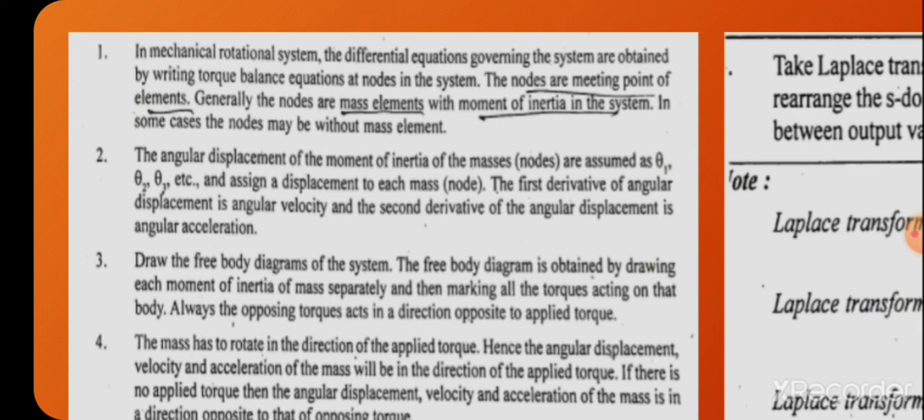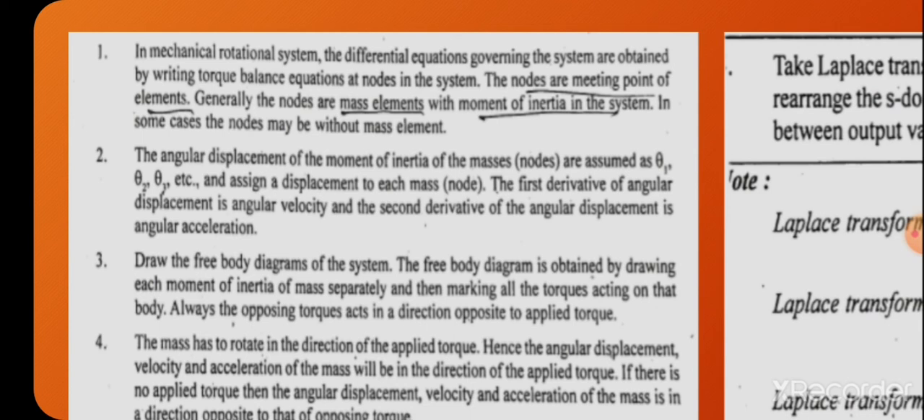And the second rule is that the angular displacements of the moments of inertia of the masses are assumed to be theta 1, theta 2, theta 3, etc. We will assign a displacement to each mass or node. The first derivative of the angular displacement is angular velocity. The second derivative of the angular displacement is angular acceleration. So the second rule states that first we assume the nodes. Nodes are the moments of inertia of the body, which we will notate by J1, J2, etc.